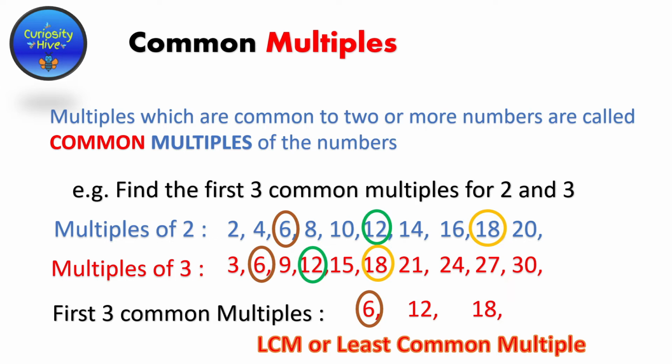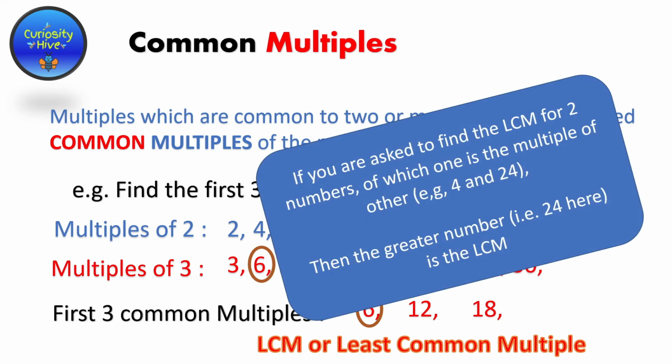There will be a lot of questions around finding the least common multiple. And another interesting fact is that if you are asked to find the LCM for 2 numbers of which one is the multiple of the other, for example 4 and 24, then the greater number, that is 24 here, is the least common multiple for the 2 numbers.